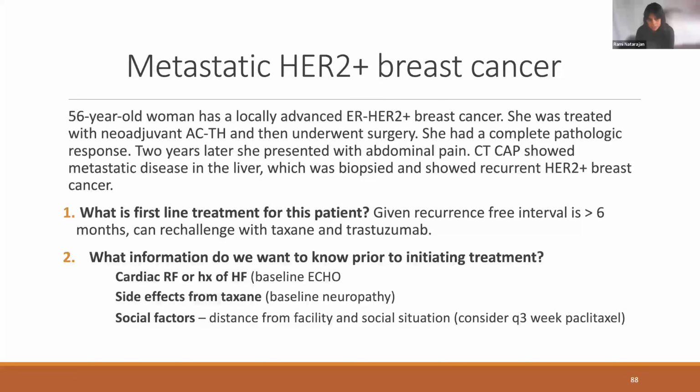Prior to initiating treatment, we want to know if she has any cardiac risk factors or history of heart failure, and if feasible, get a baseline echo. And we also want to know if she has side effects from the taxane, like did she have baseline neuropathy initially, as that might influence us to either start at a lower dose or do capecitabine plus trastuzumab. And then finally, social factors such as distance from the facility and the social situation, in which case we can consider the every 3-week paclitaxel.